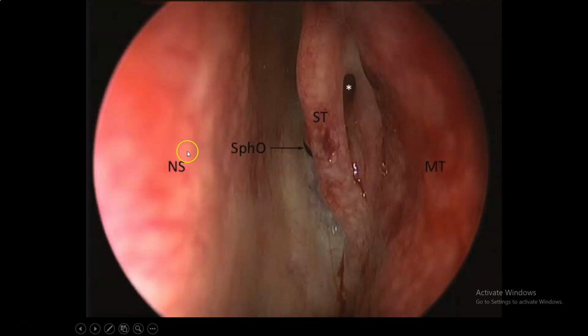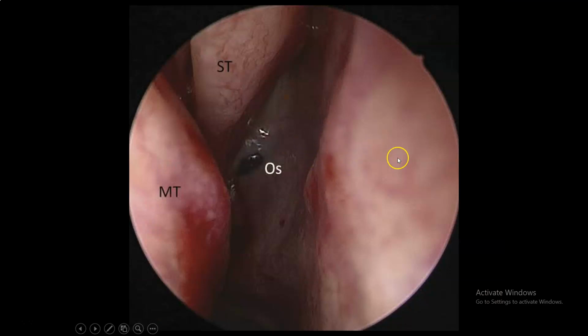Can you imagine? The patient is in front of me, the left side: medial, lateral, superior turbinate, and the opening medial to the superior turbinate, in the upper part of the sphenoid sinus, which is the sphenoid ostium.